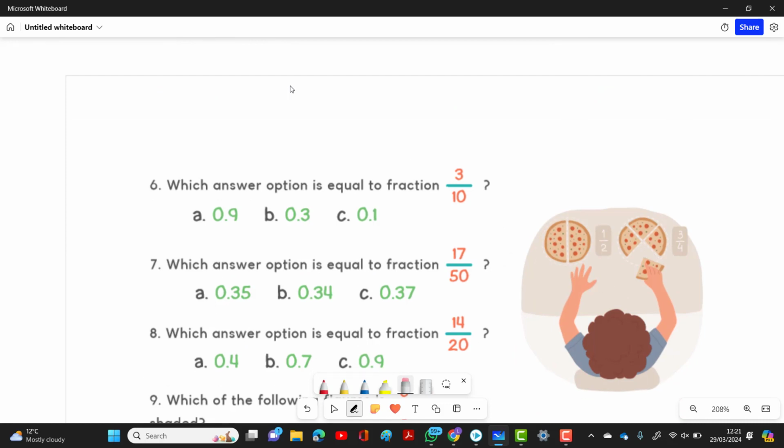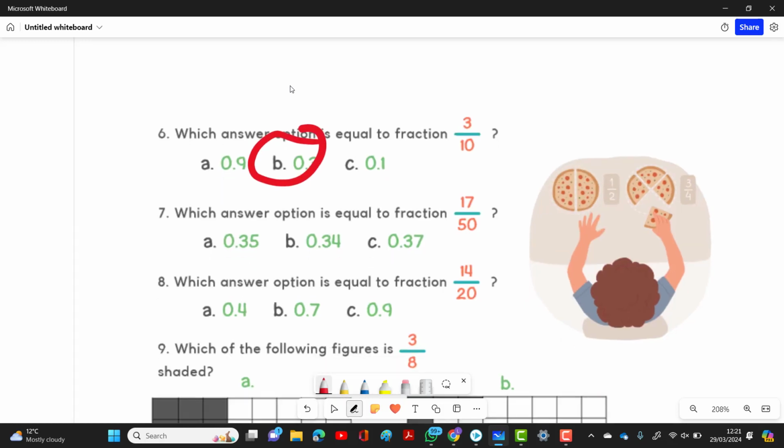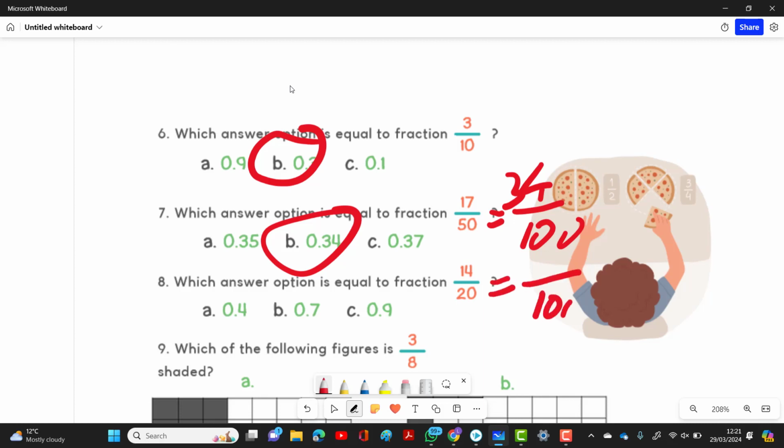Which answer option is equivalent to fraction 3/10? Well, that's easy. That's this one here, 0.3. So 6b. Okay, which fraction is 17/50? First of all, put it over 100, and then 34/100, which gives you this one here. Which one is 14/20? So put it over 100, so times 5. 14 times 5 is 70, and that's 0.70. So that's that one there.